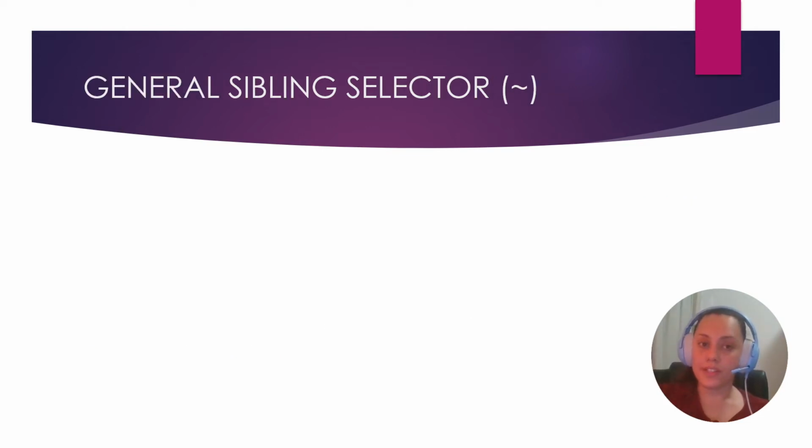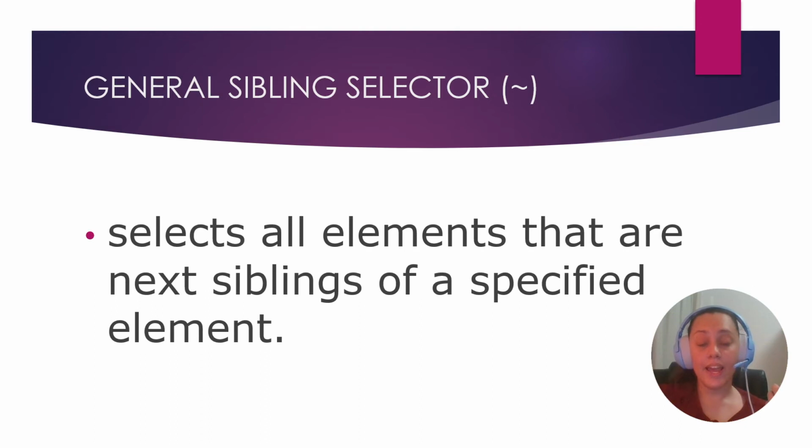And the last one is the general sibling selector, which is represented by the tilde sign. It is used to select all elements that are next siblings of a specified element. So this time I really want to select all siblings, okay?